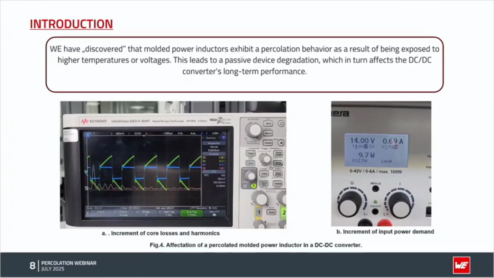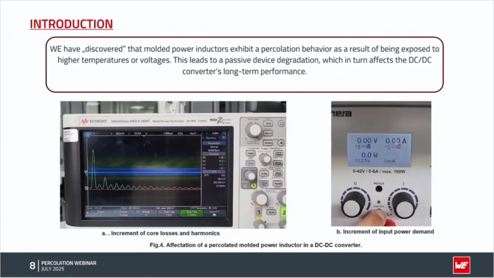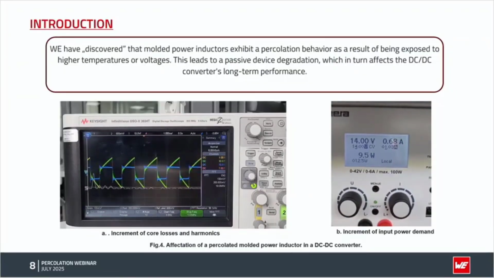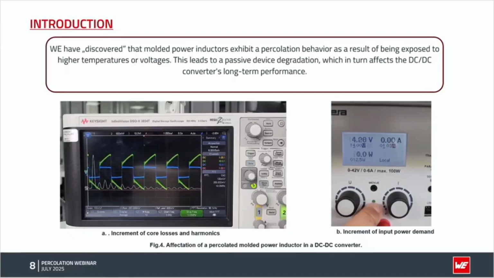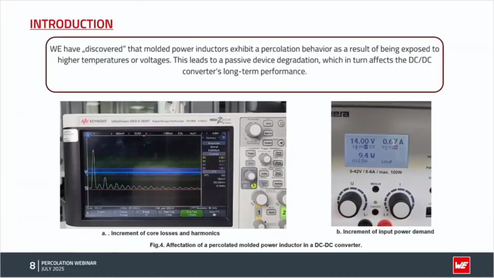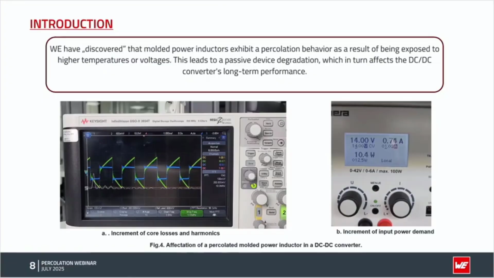In this video, you can see the ripple current in green. We can see the voltage through the inductor in blue, and we can see the harmonics. And there is a failure at one point. We can see that the ripple current increases, and in part B of the figure, we can see that the power demand increases as well, until at one point I had to turn off the power source. So that is the phenomenon that we discovered.